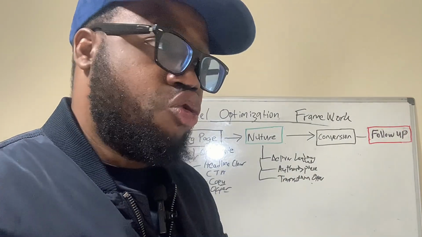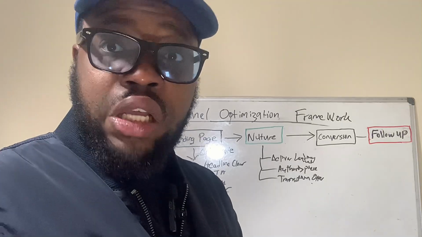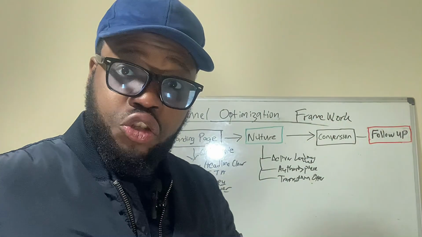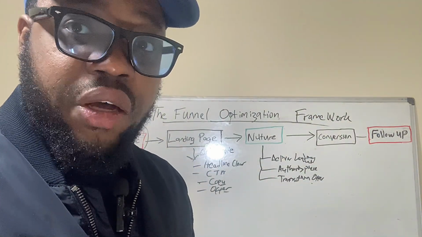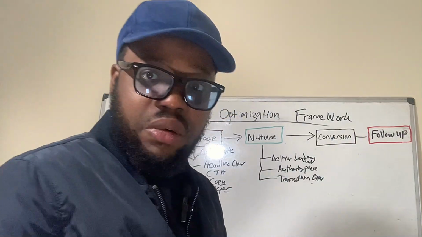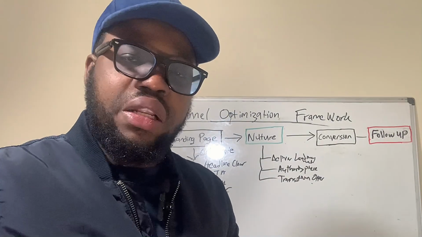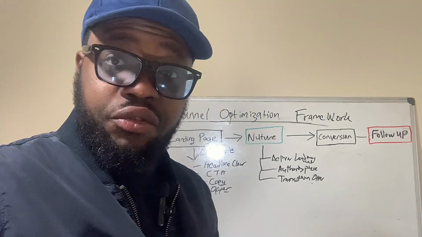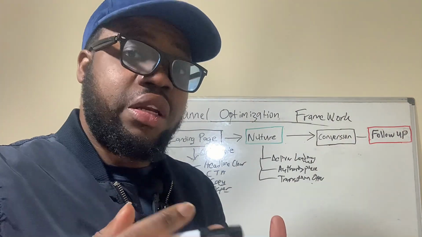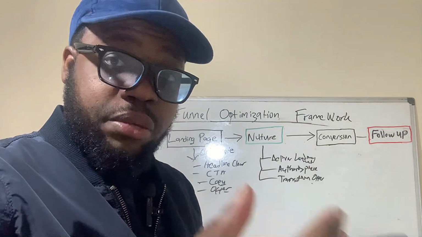The ones that convert, you group them into a list. For the ones that don't convert, you now have a long nurturing sequence to get them to convert. So that's how to go about it. It depends on the type of funnel that you have. Is it a booking funnel? Is it a lead generation funnel? Different funnels have different ways of optimizing them.